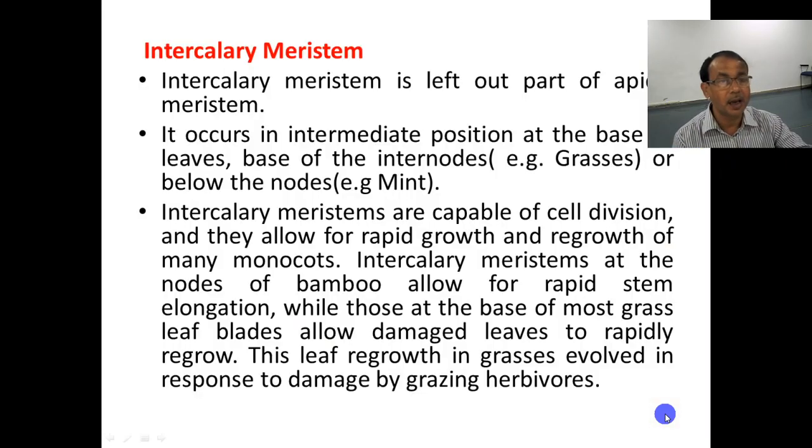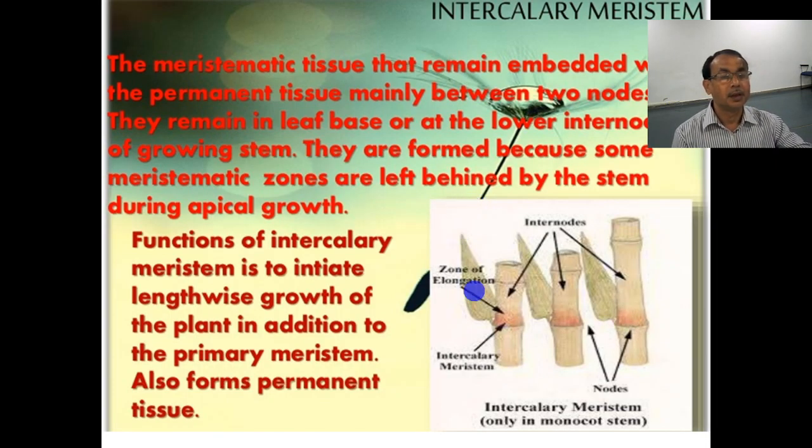Let us go to the next slide. It is again about intercalary meristem. I have given a few explanations once again. Intercalary meristem is the left out part of apical meristem, that I have already explained. It occurs in the intermediate position, that is at the base of leaves, base of internodes, and below the nodes. This is the base of leaves, base of nodes, and in the internodal region. In these regions they are present.